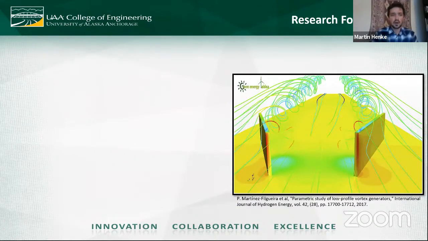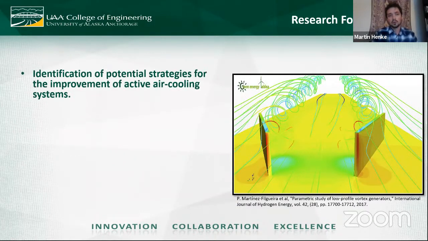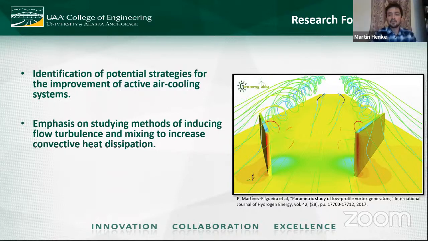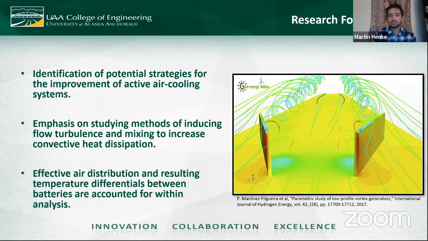So my research focus, I'm only looking at air cooling systems. I'm not going off and developing a brand new liquid cooling system or a passive cooling system or anything new like that. I want to use air more effectively to cool these batteries and look at the resulting effects that happen. So my emphasis has been on studying methods to induce turbulence and better distribute air throughout an enclosure or a battery rack, and thus increase the heat dissipation.